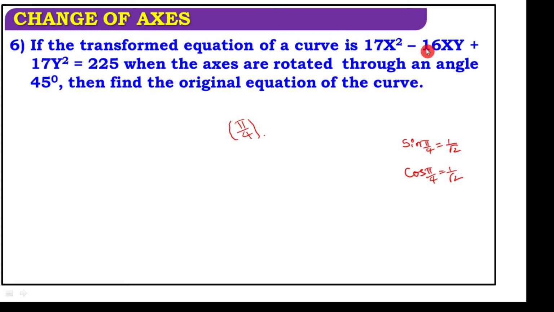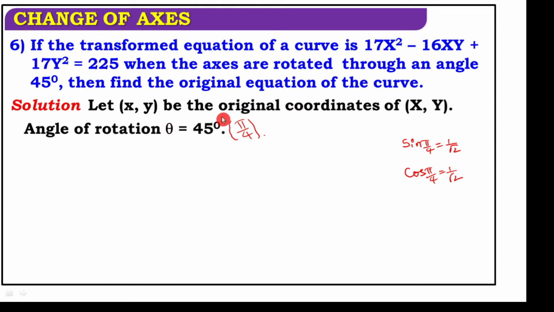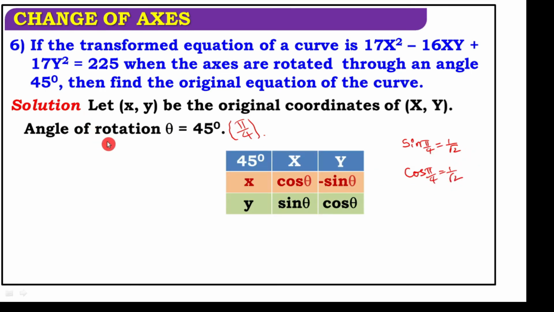Here the transform equation is given, theta is given, and we have to find the original equation. So first let small x, y be the original coordinates of capital X, Y. The angle of rotation theta is 45 degrees, that is pi by 4. We know that sin pi by 4 is 1 by root 2, and cos pi by 4 is also 1 by root 2. This is our transformation table. From this we have to write the values of capital X and capital Y in terms of small x and y. So capital X = x cos theta + y sin theta.